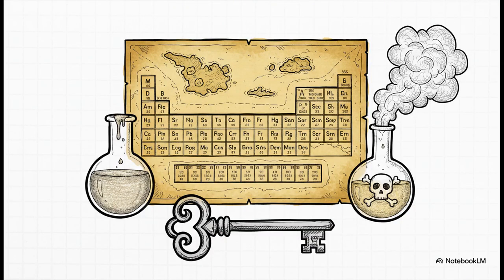And this is the whole point. Figuring out why these things behave so differently. Why one is this weird liquid metal and another is a deadly gas, it all comes down to that map I mentioned. The one, the only, periodic table of elements.